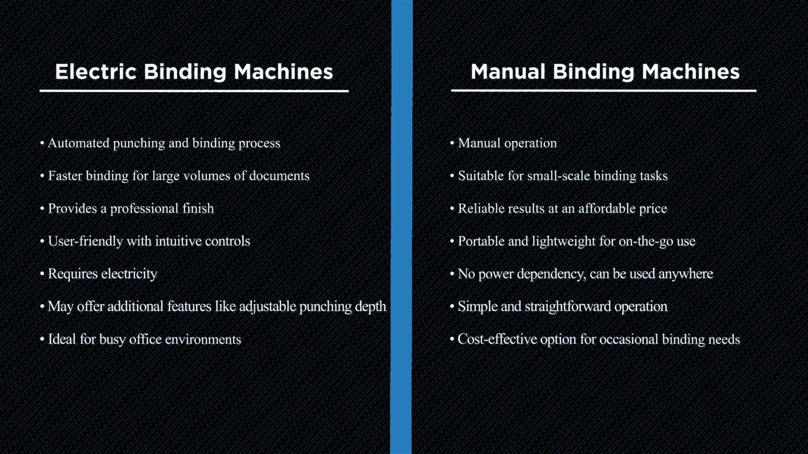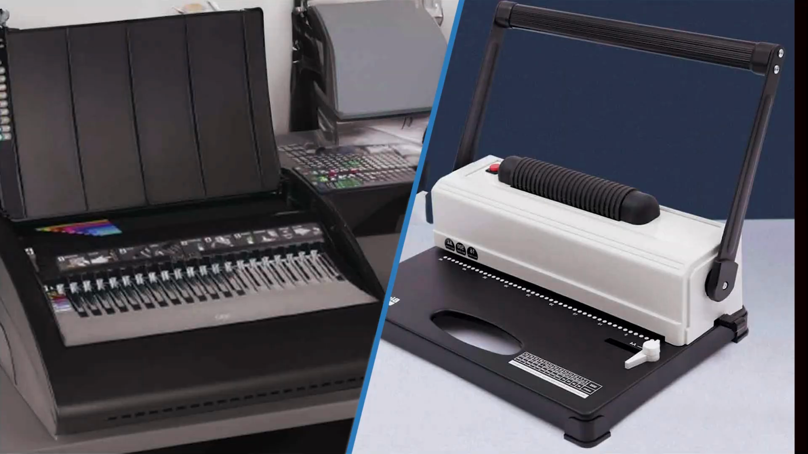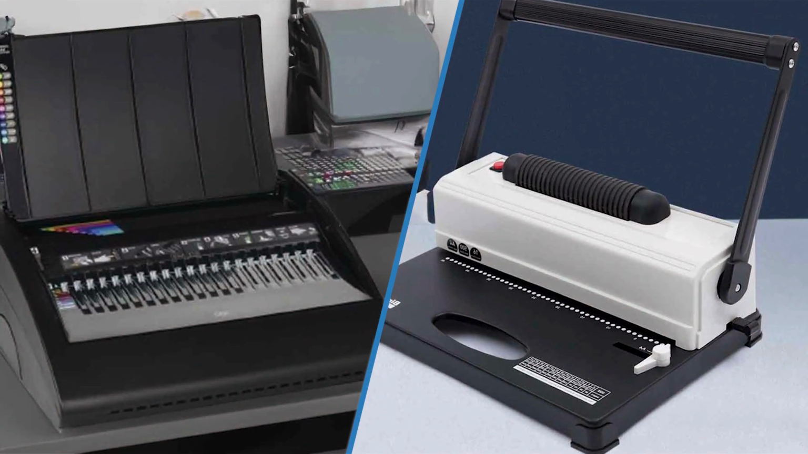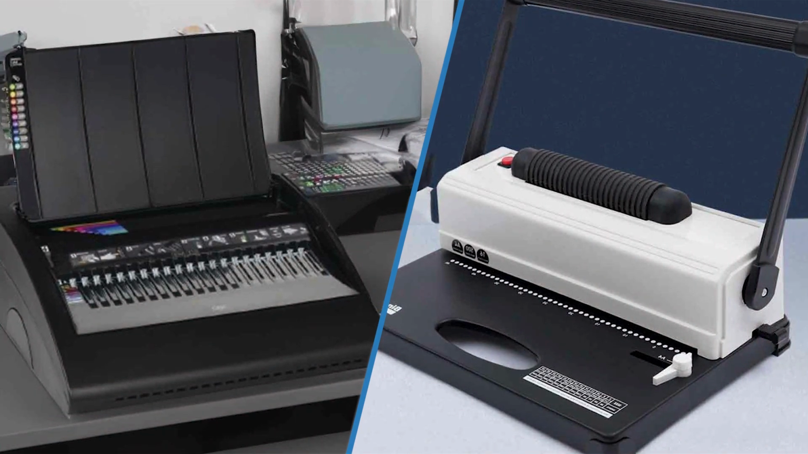Overall, both electric and manual binding machines have their unique advantages, and the choice between them depends on your specific needs and preferences. If you prioritize automation, speed, and a professional finish, an electric binding machine would be an excellent investment. It's ideal for busy office settings or when dealing with a large number of documents.